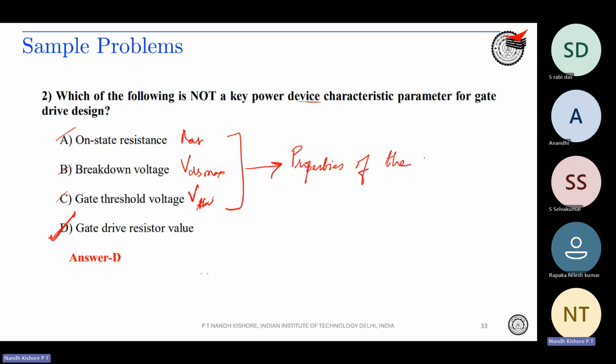Properties of the power device. And you can find these in the data sheet. So the consumer cannot do anything, but the gate resistor value is in our hands. So it's a design parameter.